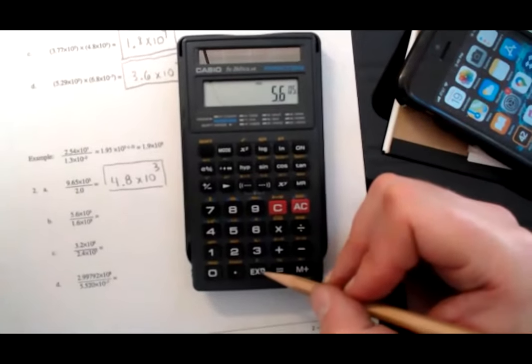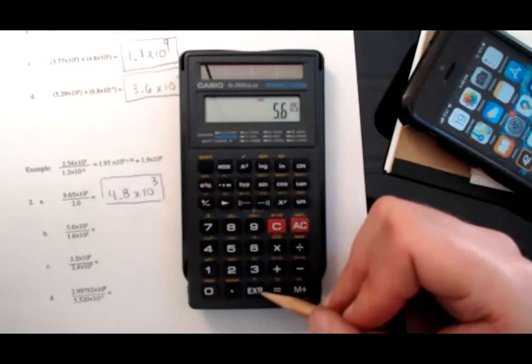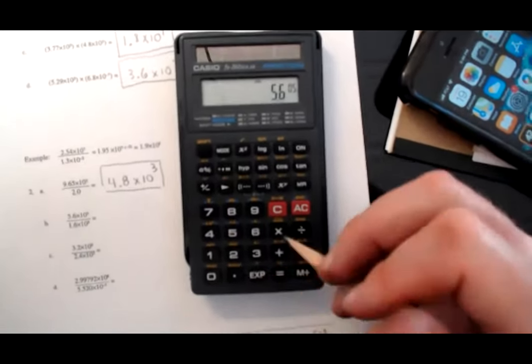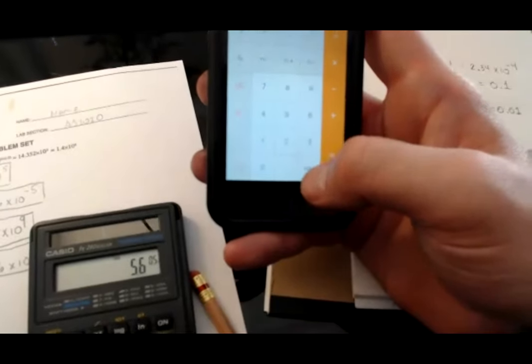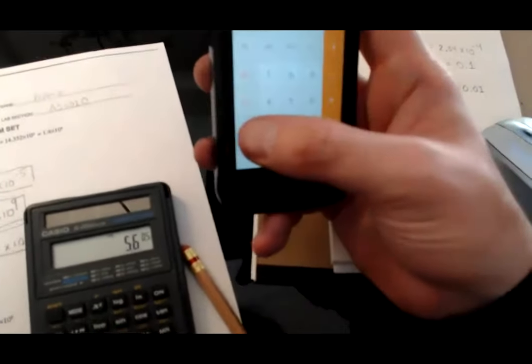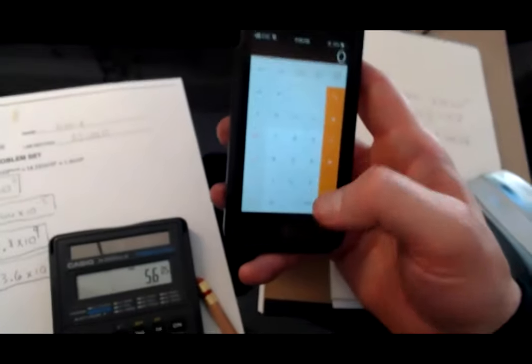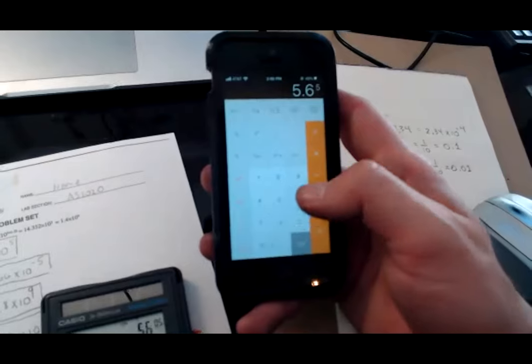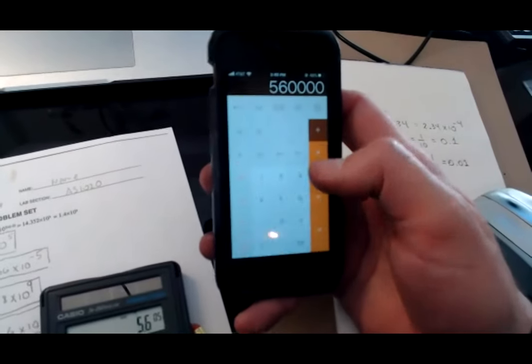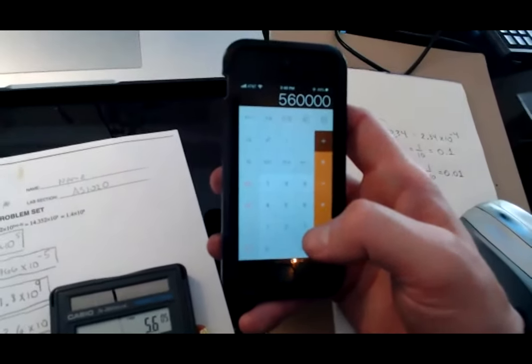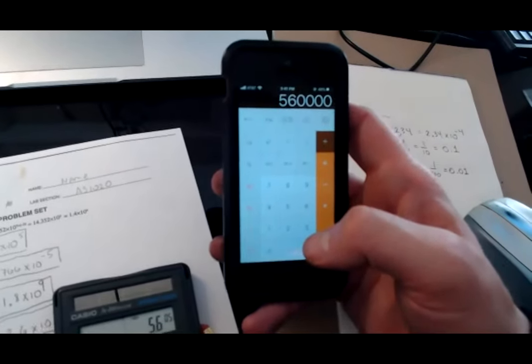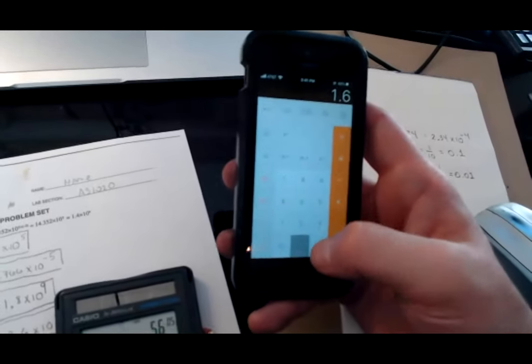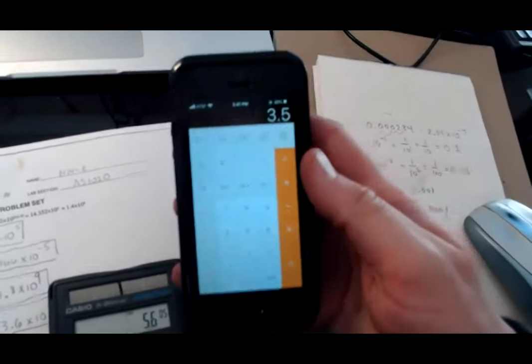Do you have an EXP key? Yeah, I have the pCalc Lite app. Oh, I think that one's just E, right? Let me look at my pCalc app. I have EXP, yeah. So on yours, you'd be typing 5.6, EXP5, right? Divide by 1.6 EXP5. That's what I get. Sometimes it's easy to hit the wrong buttons on a phone calculator. That's why I don't like them.